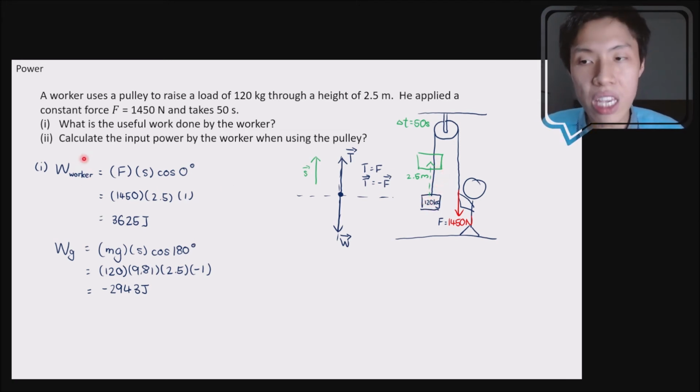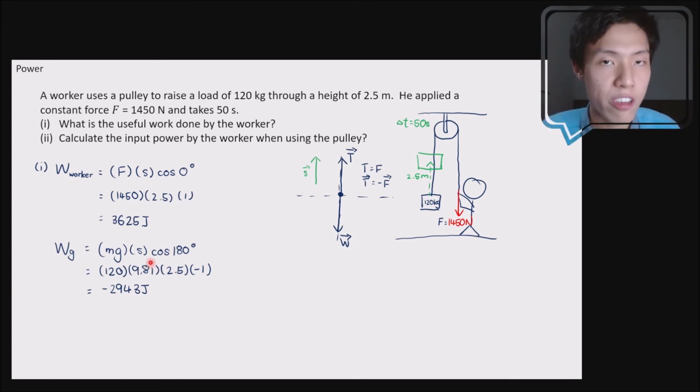Okay, but if the work done by the worker is greater in magnitude compared to the work done by gravity, similar to this case over here, then our total work done will be positive. Total work done is positive, which means the change in kinetic energy is positive. Change in kinetic energy is positive, which means the change in speed will be positive. So what does that mean? The object will be rising upwards while speeding up.